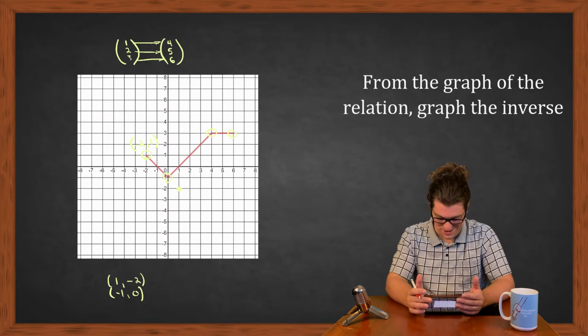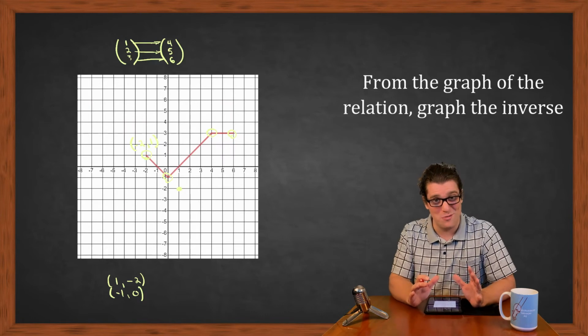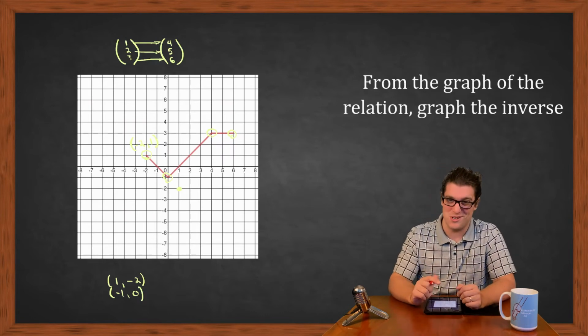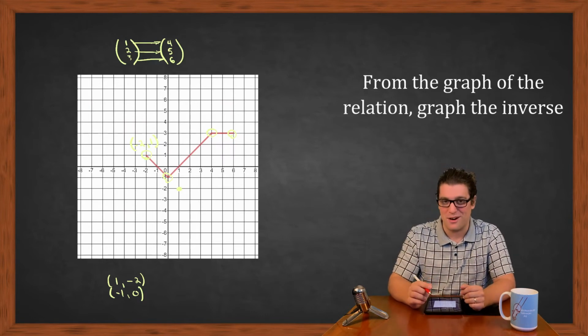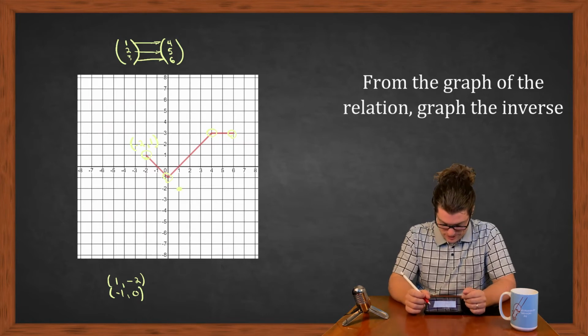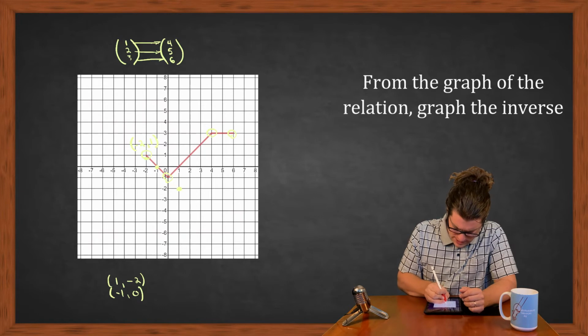I think the yellow's throwing me off. I can't really see very clearly on my screen. Hopefully it's a little better for you. If not, my apologies for my choice in colors on the white background graph. All right, so we would have -1, 0, which would be right here.